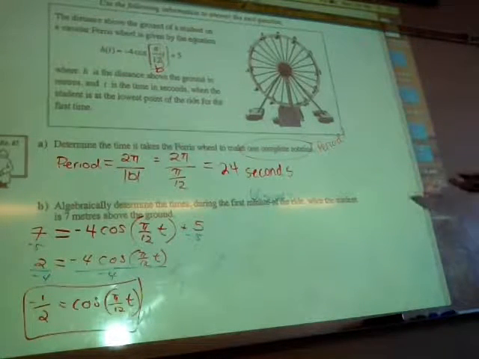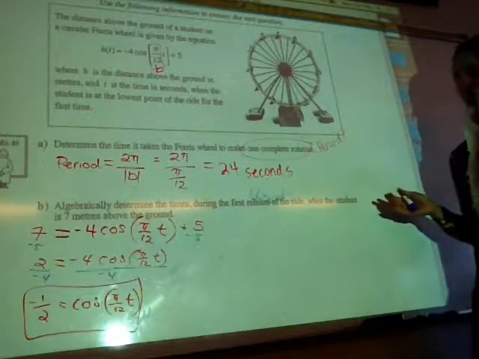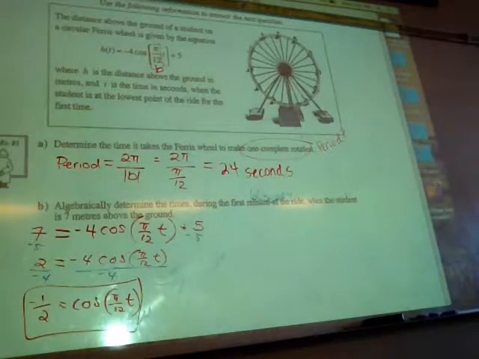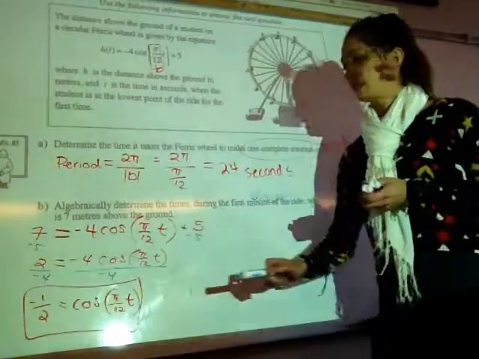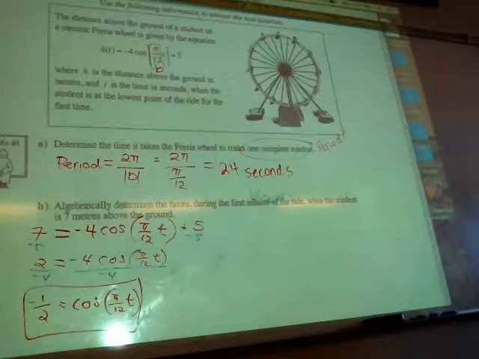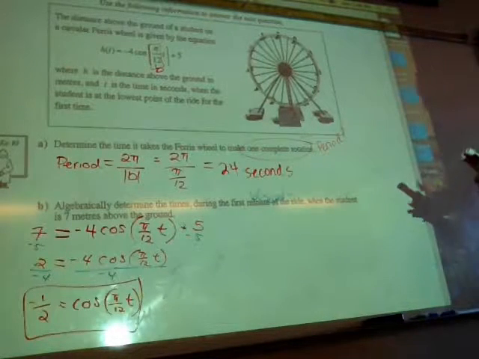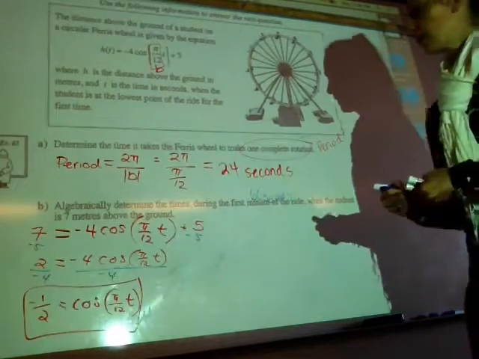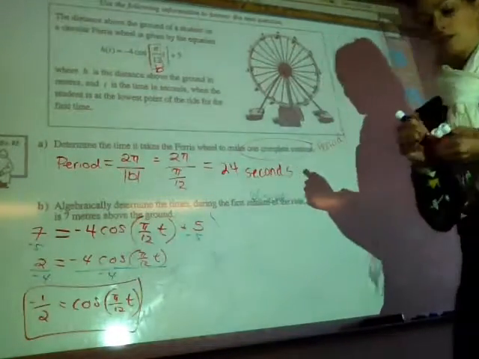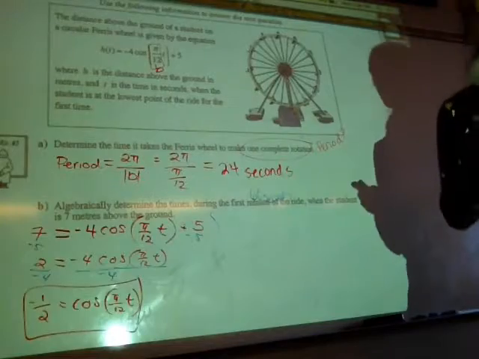If they had given us a domain, we could multiply by that b value in front of the t. But in this case, they're telling us that we just have to figure out solutions within the first 60 seconds. So I'm just going to show you a little shortcut instead. Let's jump to step number 2. Ignore the domain for one moment, we'll go back to that.